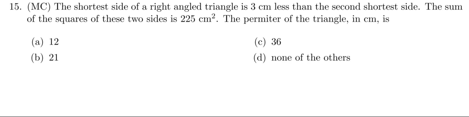So this question is saying that the shortest side of a right angle triangle is 3 centimeters less than the second shortest side. The sum of the squares of these two sides is 225 centimeters squared.